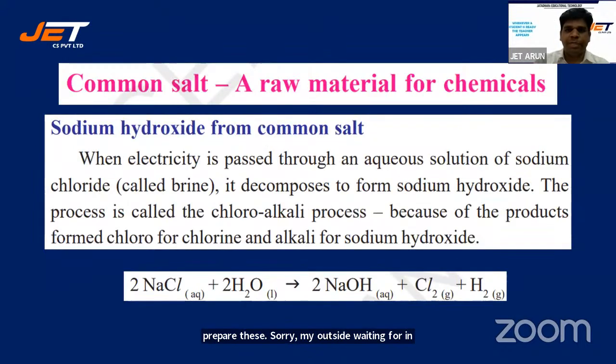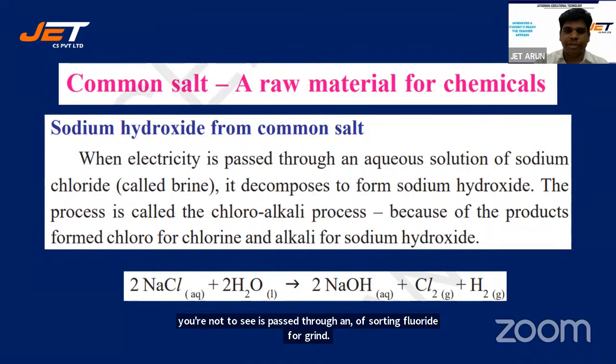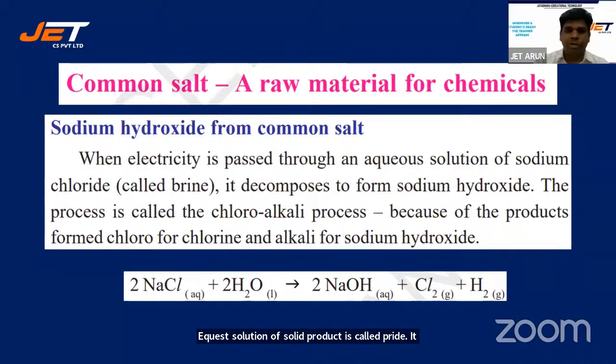Now, common salt as a raw material, we can use it to prepare sodium hydroxide. So how do we do it? Sodium hydroxide from common salt. This is how we do, students. When electricity is passed through an aqueous solution of sodium chloride called brine, it decomposes to form sodium hydroxide. This process is called chloroalkali process because the products form: chloro for chlorine and alkali for sodium hydroxide.